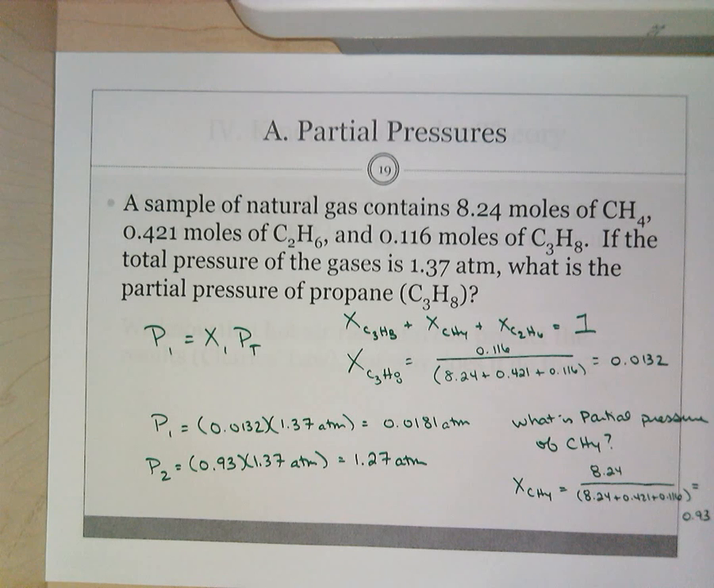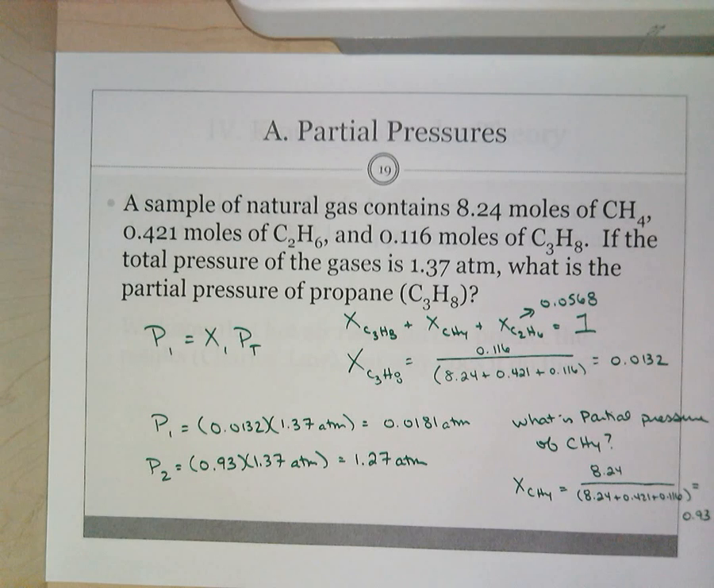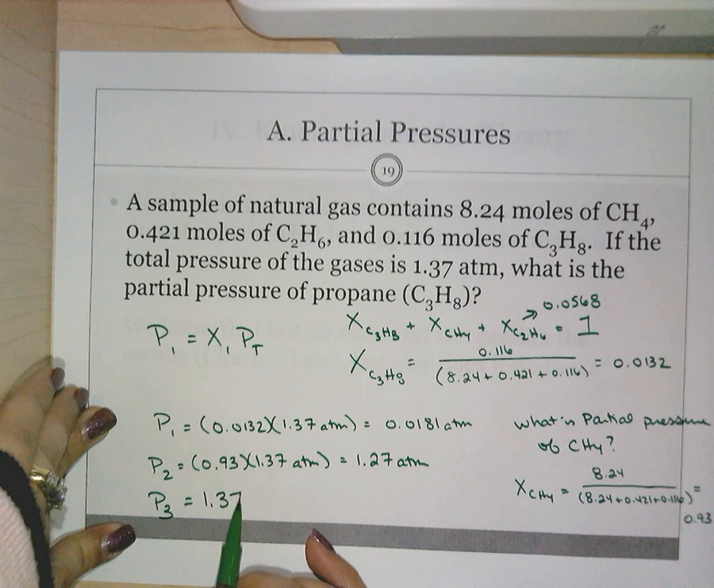that's not right, hold on. Oh, that's fine. Somewhere in there. But let's say I didn't want to do that part. I just want to figure out what P3 was. I know the total pressure. I know two of the three parts in there. So this must be 1.37 minus 1.27 minus 0.011.